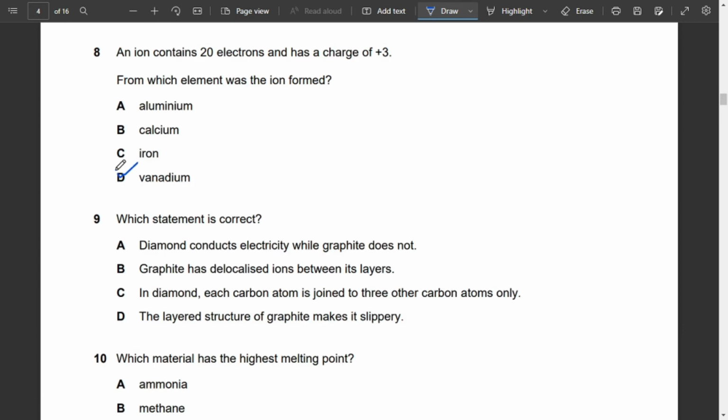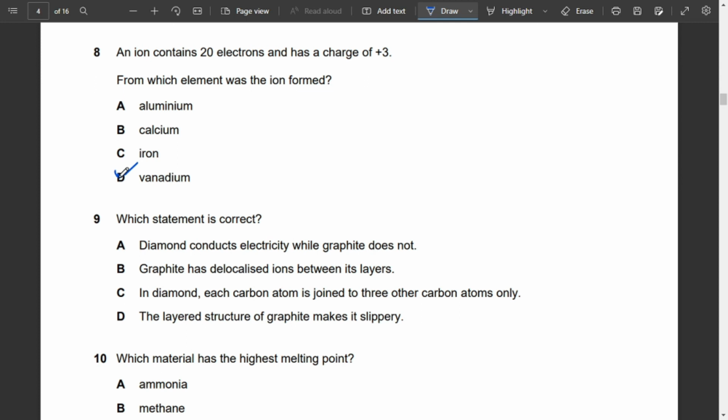Which statement is correct? Diamond conducts electricity while graphite does not. It's absolutely wrong, because graphite is the only carbon that can conduct electricity, so A is not the right answer at all. Graphite has delocalized ions between its layers. No, it does not have delocalized ions. In diamond, each carbon atom is joined to 3 other carbons. No, it's again not the right answer.